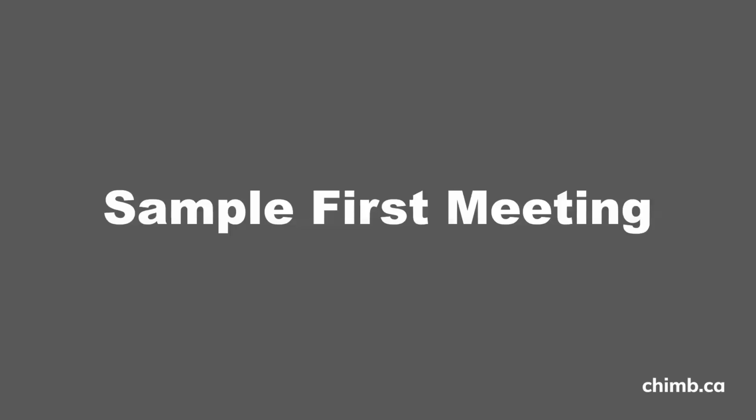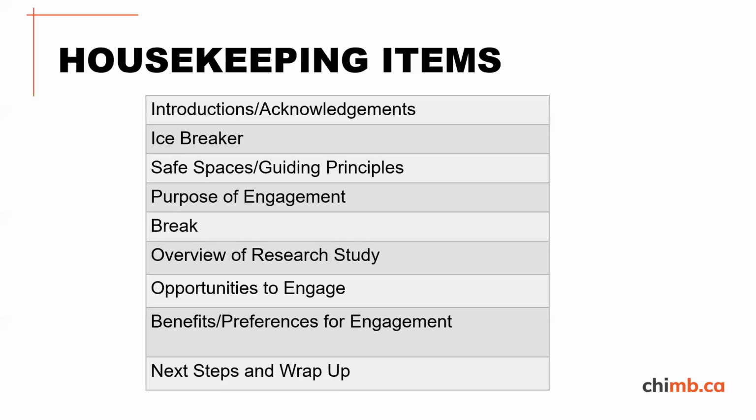So a sample first meeting of an advisory group would be something like this: having some introductions, some acknowledgements, an icebreaker, having a safe spaces conversation, talking about the purpose of the engagement, maybe having a little break, then an overview of the research, some opportunities to engage, and some of the benefits of engagement that might come out, but also preferences of folks as well. And then talking about next steps. What are the best ways to communicate as a group? What do we want to do next?